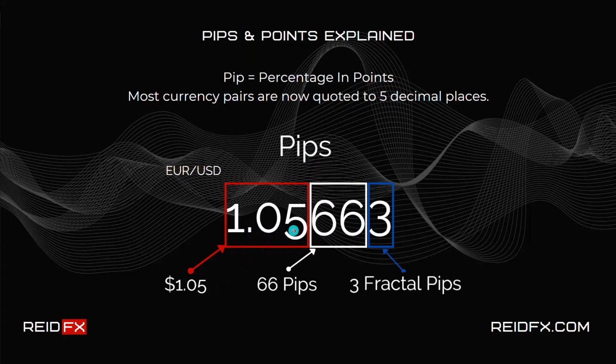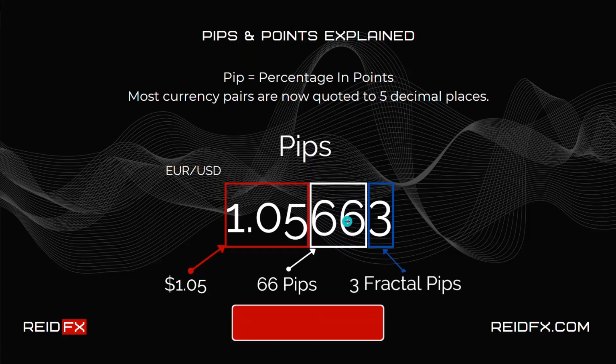Now, the first 2 numbers after the decimal, in this case, are cents, and you'll be used to seeing this. So this is $1 and 5 cents. But the 3 numbers after that, you probably haven't seen before if you're not a trader. So the numbers in the white box, these are pips. Now, a pip is the 4th decimal place. In this case, it is 6 pips, okay? And it's the 4th decimal place, which is 1/100th of 1 cent.